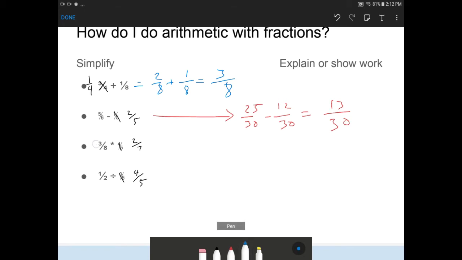This one you multiply straight across. 3 times 2 is 6. 8 times 7 is 56. And that will reduce to 3/26. No, 3/28. Then here, you need to flip it. Instead of divide, we're going to multiply, and then we're going to flip one of them. So that's going to be 5/8.